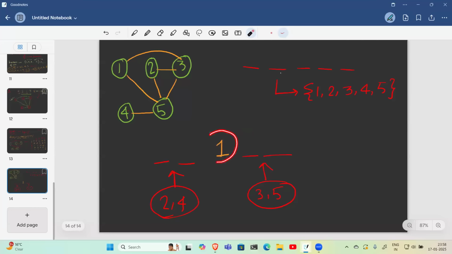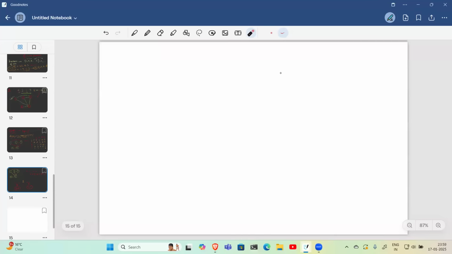So since I get the position of 1, I know that 2 and 4 have to lie somewhere here, and 3 and 5 have to lie somewhere here. Great. Now look at this left portion. So basically we had 5. We had a 1 here, and then we know that 2 and 4 must come at this part, 3 and 5 must come at this part.